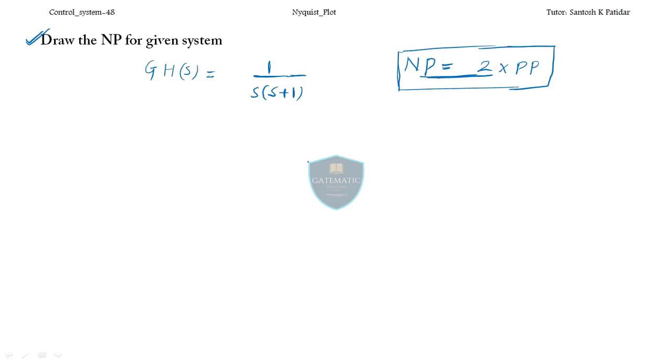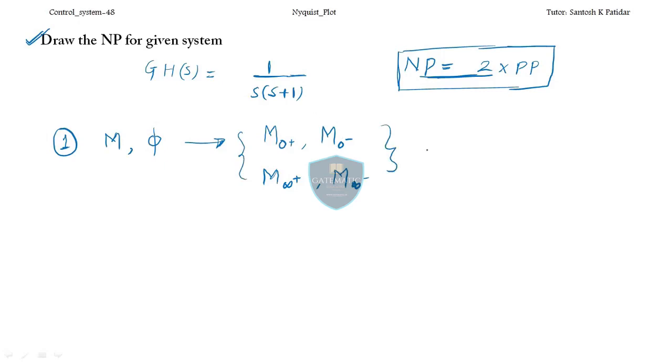Actually, what is the condition? The first point is you'll find out magnitude and phase, then magnitude at 0 plus and 0 minus, here the entire frequency plot. I need infinity plus and infinity minus and all these things, but here we will not do these four things, we will do only two things. For this question you have to draw the polar plot only, nothing else. You have to draw the polar plot, and I'll tell you how the Nyquist plot will come.